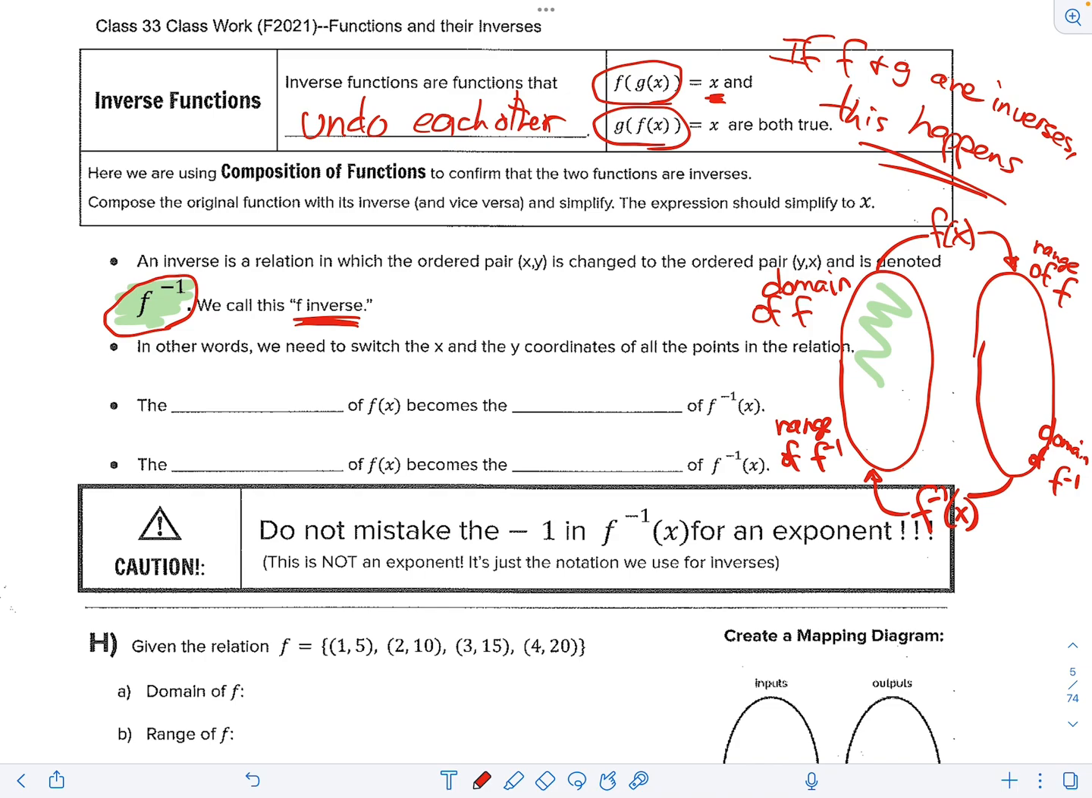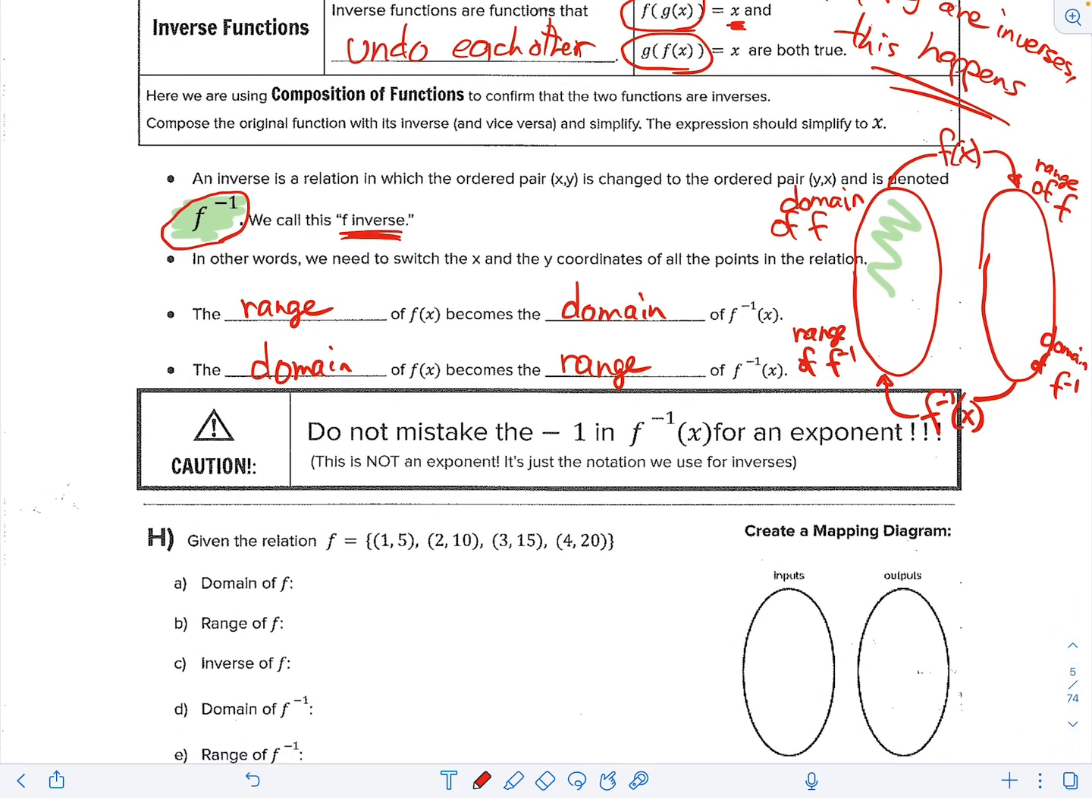So these four spaces are meant to show that the range of f of x now becomes the domain of f inverse, and the domain of f of x becomes the range of f inverse. Is that right? Wait a second. Yes. Okay, so there's a big caution sign: this -1 does not mean it's an exponent. It really means that's the notation for the inverse.